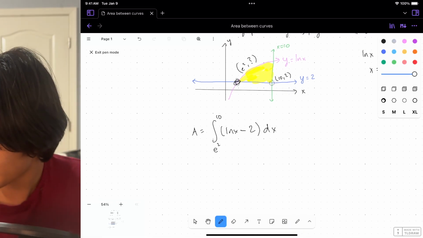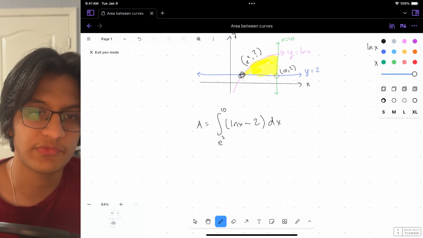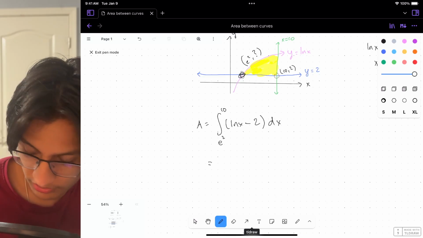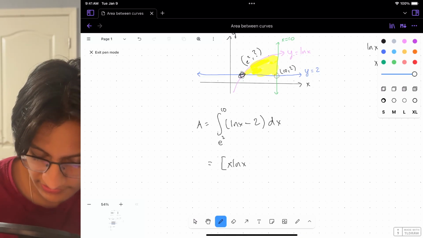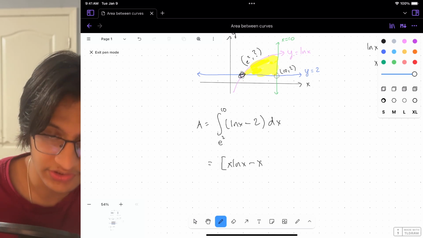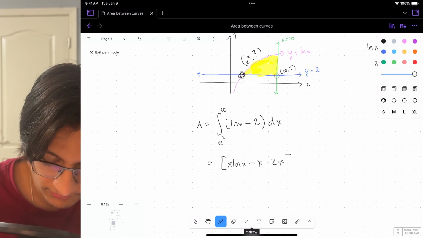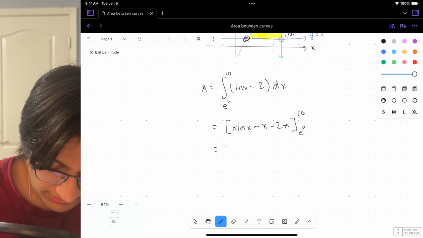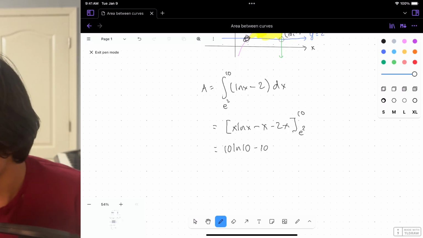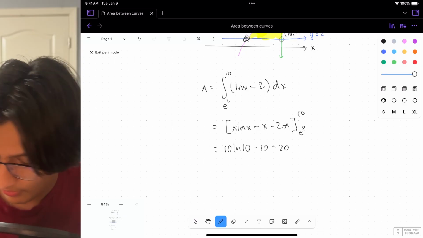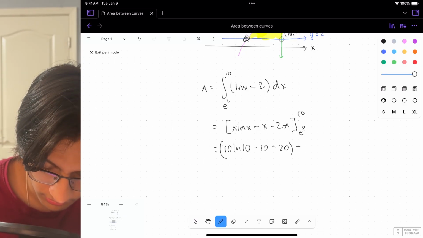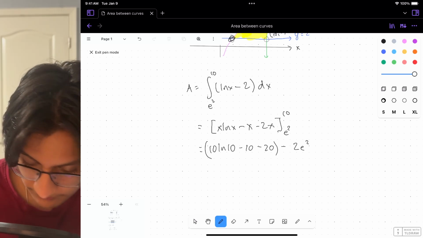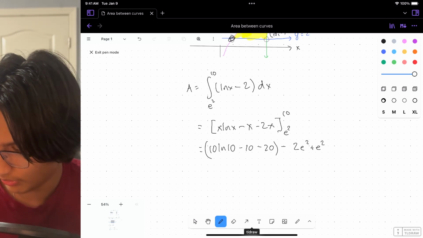Yeah, we just integrate. So the integral of ln x, you have to actually use integration by parts. I'm not going to show you how to actually integrate that, but just know that it will become x ln x minus x, right? And the integral of minus 2 will become minus 2x. And we're integrating this from e squared to 10. So plug everything in. You get 10 ln 10 minus 10 minus 20 minus, what is that? 2e squared plus e squared plus 2e.